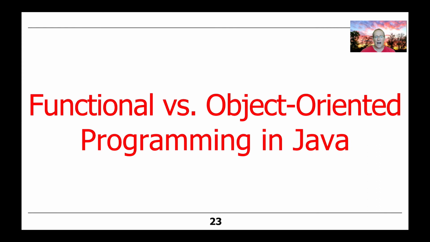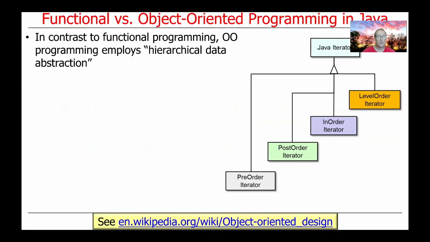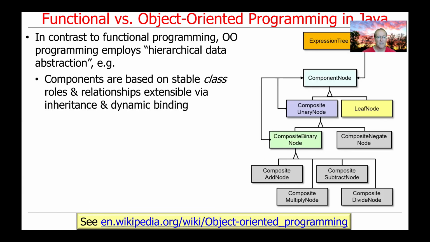So let's talk a little bit about functional versus object-oriented programming. In contrast to functional programming, which tries its darndest to avoid state, especially shared mutable state between multiple threads, object-oriented programming employs something known as hierarchical data abstraction. And you've probably seen this. I'm sure you've done this before in Java classes, perhaps without realizing it. But if you take a look here, we have something like the Java iterator interface, which then has to be implemented through effectively subclassing in order to fill in the various methods it defines.